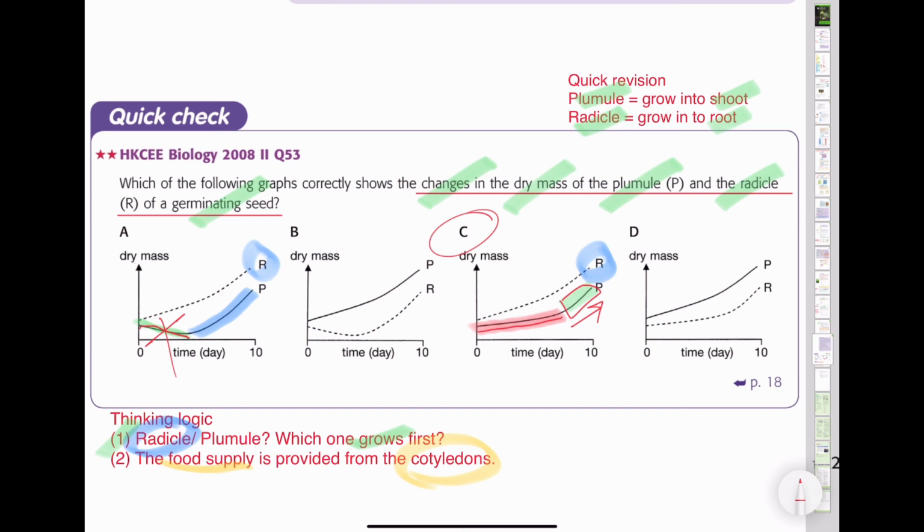Remember that for the experiment question of seed germination, I will extract it and make another new video. If you have any problems, just leave them below, and I will answer you as soon as possible.